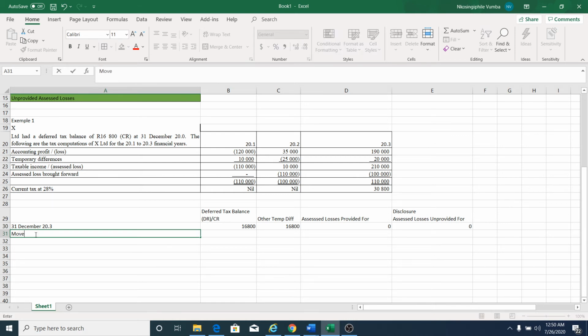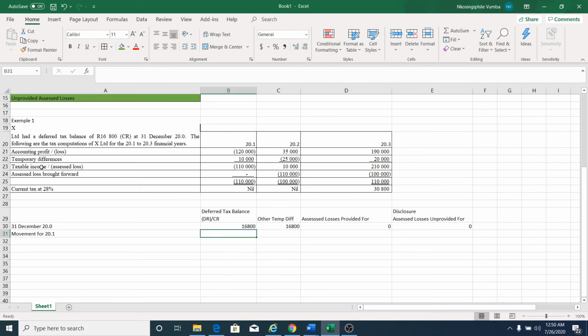Let's have a movement for 20.1. Sorry guys, this is 20.0 for 20.1. Now let's look at 20.1. Here's our 20.1. We have a temporary difference of 10,000, which is a deductible temporary difference. Remember, deductible temporary differences are negative. So let's pull through: 10,000 multiplied by 28% should give you minus 2.8.